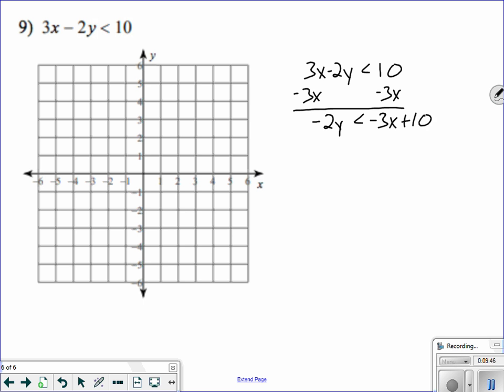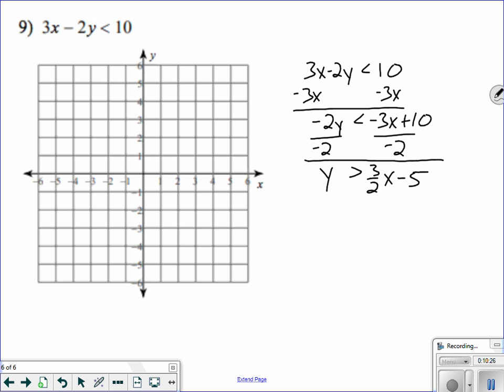Now I have to divide by negative 2. Now here's something that a lot of people will forget to do. When you multiply or divide both sides of an inequality by a negative, you have to remember to change the direction of the sign. So instead of a less than symbol, we have to change it to a greater than symbol. Negative 3 over negative 2 is going to be a positive 3 over 2x, and then 10 over negative 2 is negative 5. So now we can go ahead and graph this.